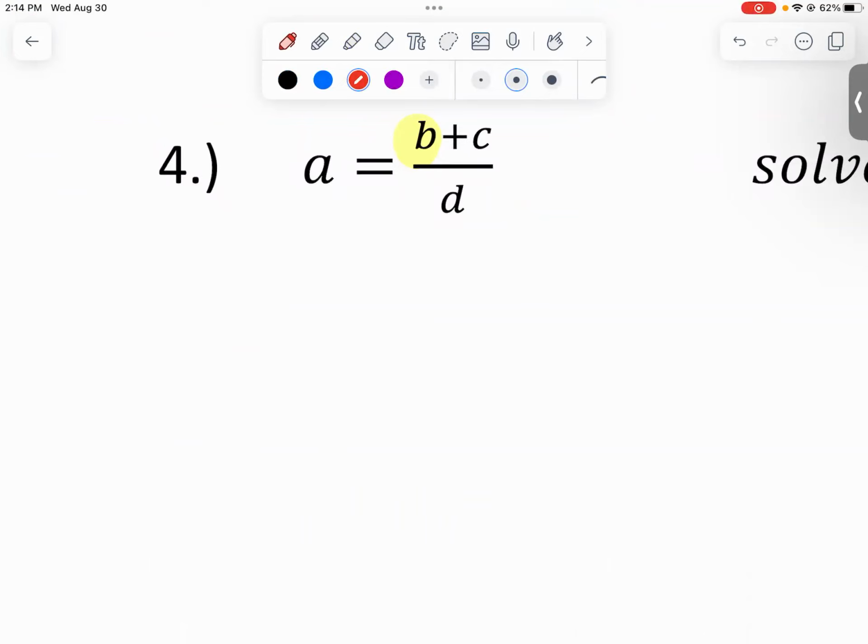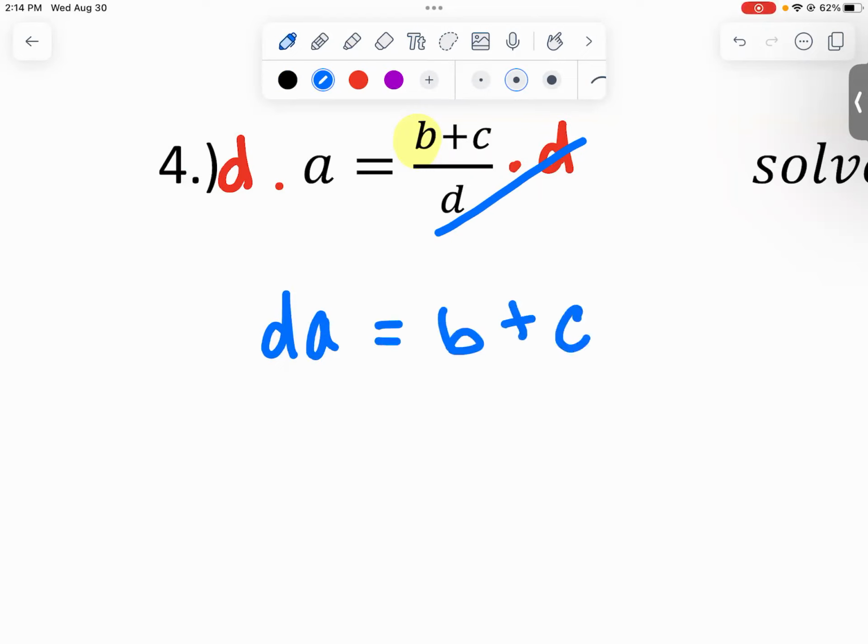All right, Ethan, what do we have to do first? We need to multiply both sides by d. So this gets undone and we have da equals b plus c. DA is the same thing as A times D because multiplication is commutative. DA and AD mean the same thing.